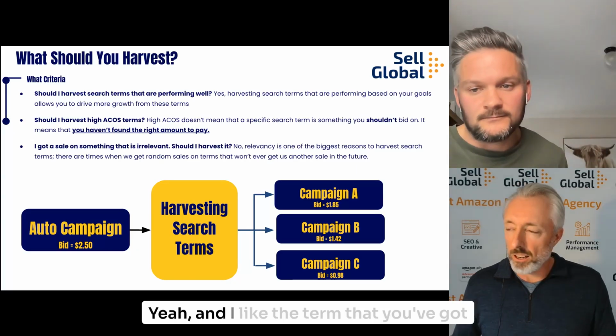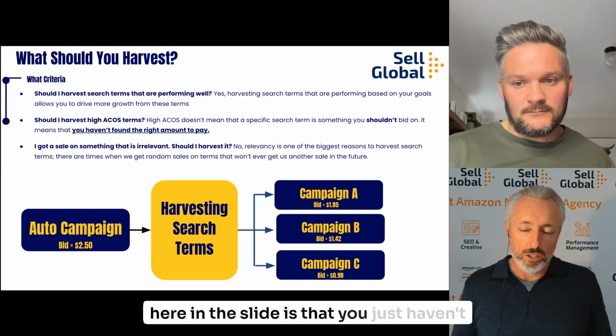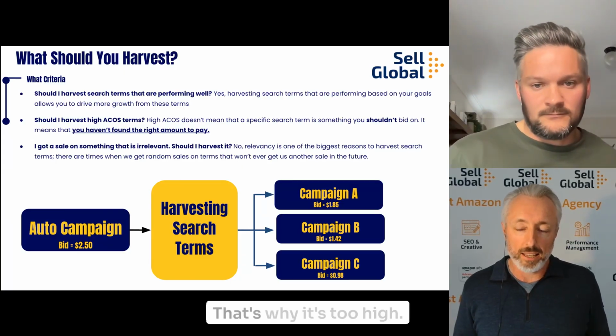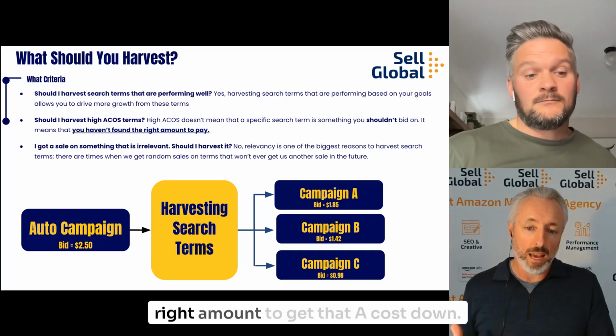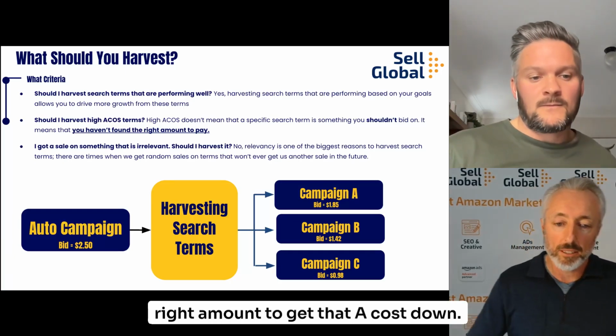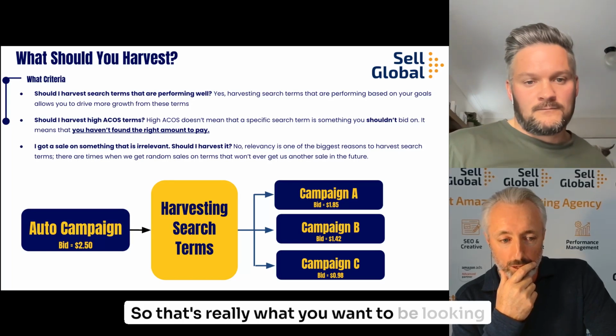And I like the term you've got here in the slide, that you just haven't found the right amount to pay. That's why it's too high. But you pull it out, then you can pay the right amount to get that ACOS down. So that's really what you want to be looking behind.